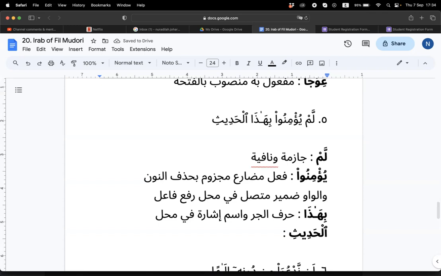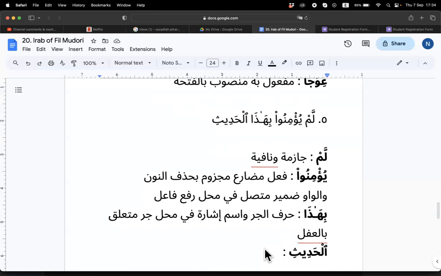Fi mahali rafa, nasab or jar? Jar. And then the whole thing, jar and majrur, must be muta'alliq to what? Muta'alliq bil fi'il, which is lam yu'minu. Yes, good.